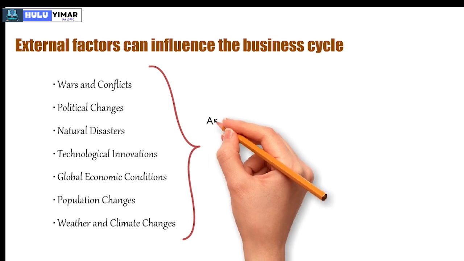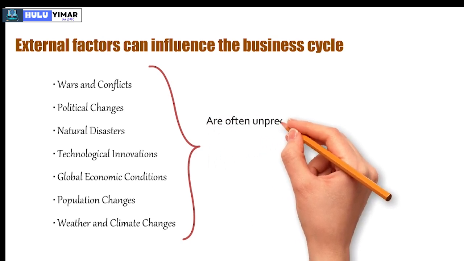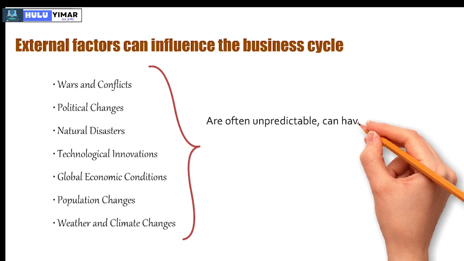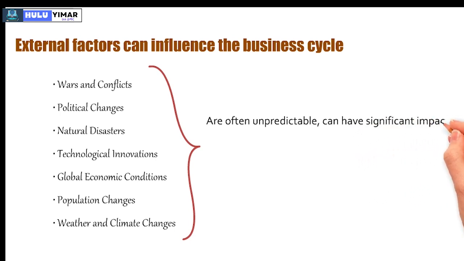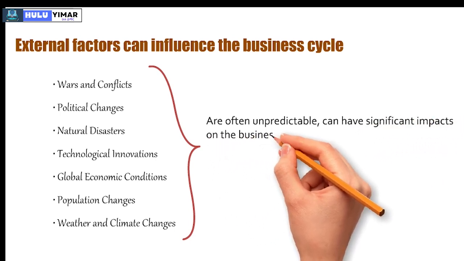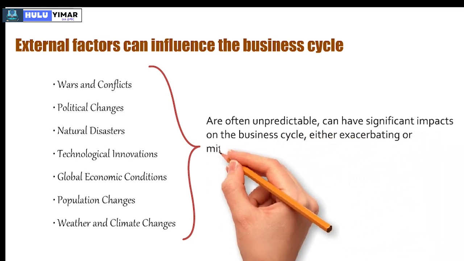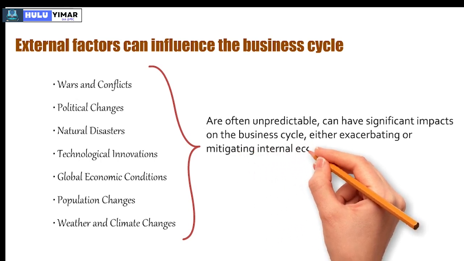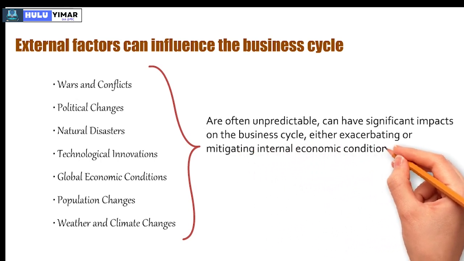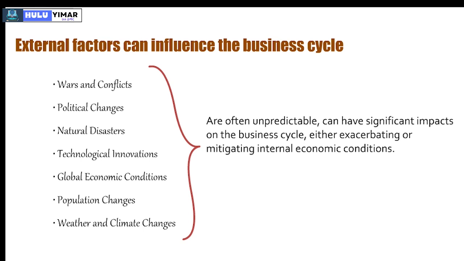Most of these external factors are unpredictable and can have a significant impact on the business cycle, either by exacerbating or mitigating the internal economic conditions that we mentioned in the previous topic. So the internal and external factors can interact to cause fluctuations in economic activity, which lead to periods of expansion and contraction, the up and down we discussed in the previous topic.